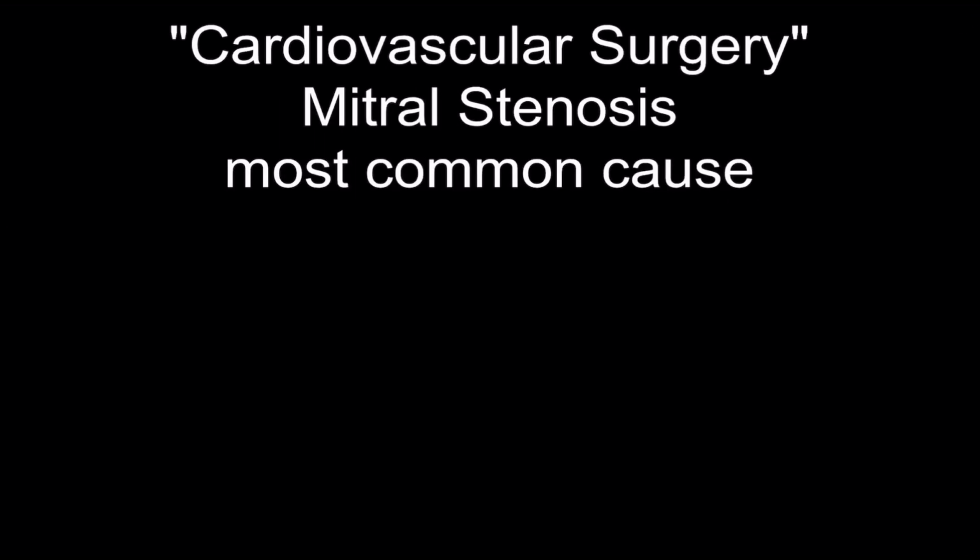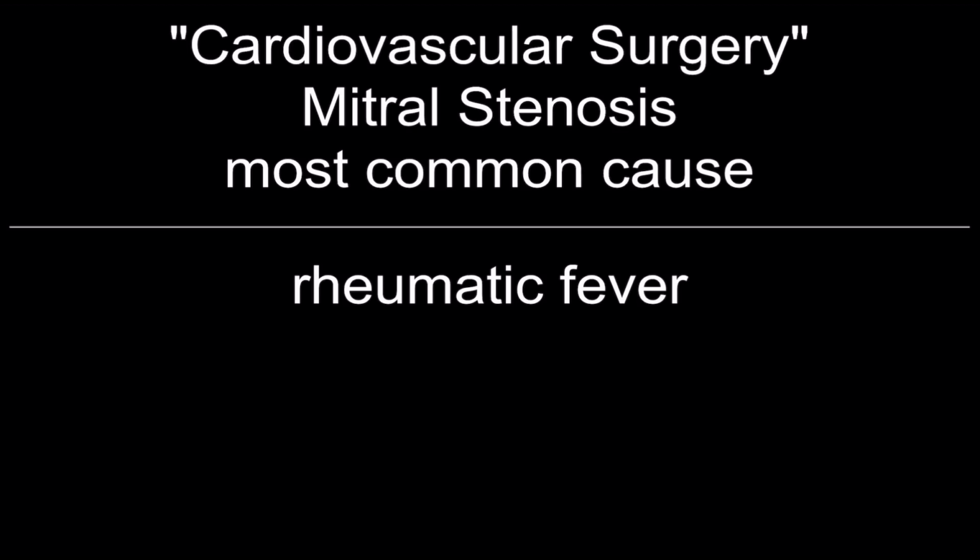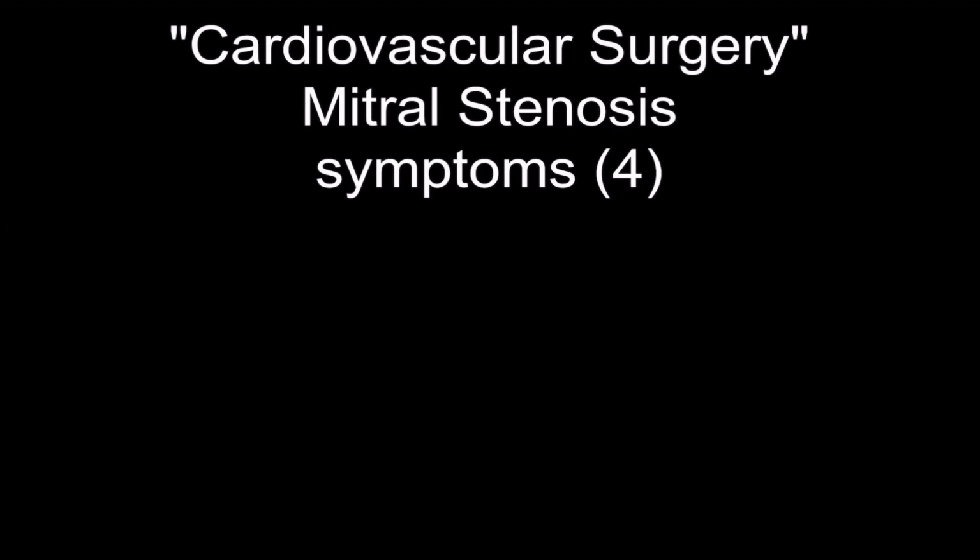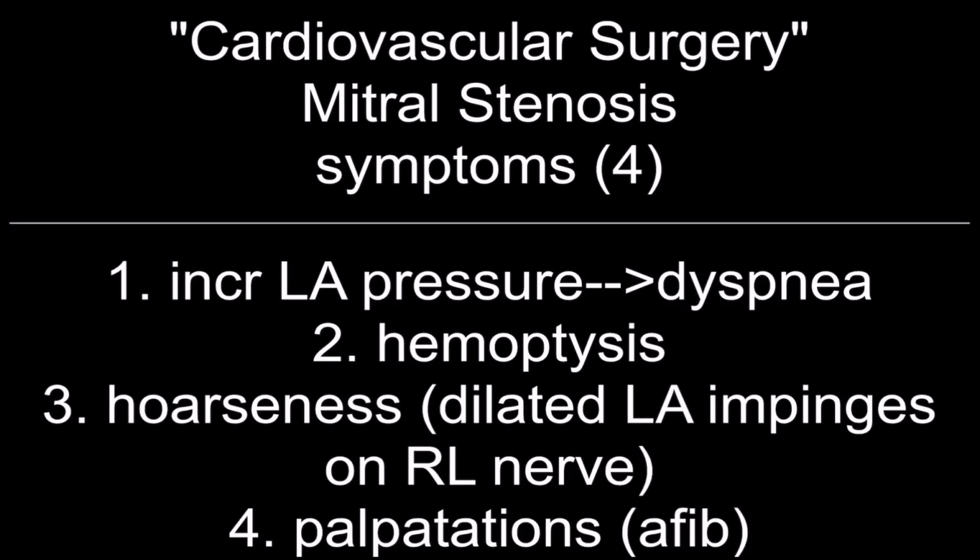Mitral stenosis, most common cause. Rheumatic fever. Mitral stenosis, top 4 symptoms. Increased left atrial pressure, causing dyspnea, hemoptysis, hoarseness due to the dilated left atrium impinging on the left recurrent laryngeal nerve, and palpitations due to AFib.